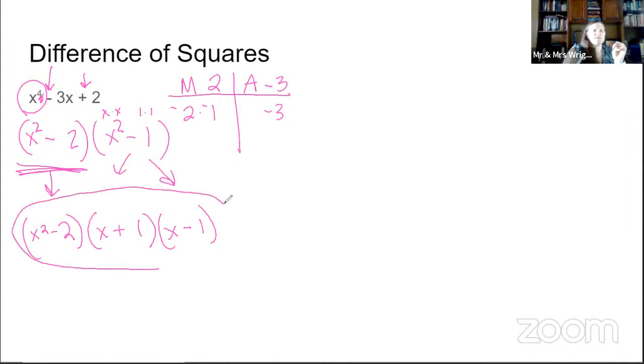So my final answer is x squared minus 2 for term 1, x plus 1 for term 2, and x minus 1 for term 3. Now again, you can switch up the order of all 3 of those as long as what's inside the parentheses remains the same. Okay?